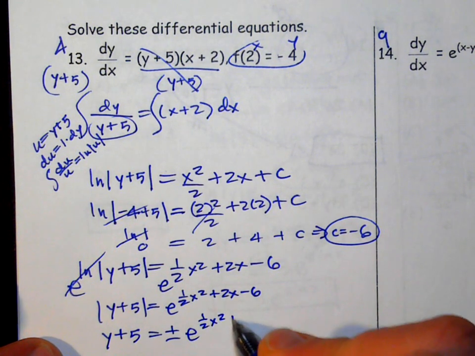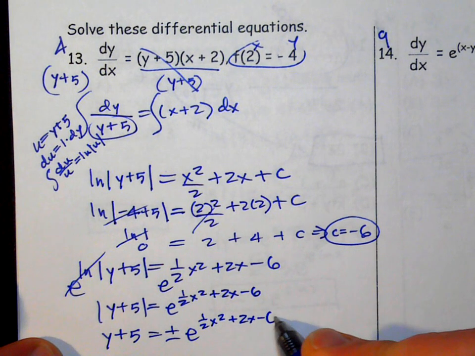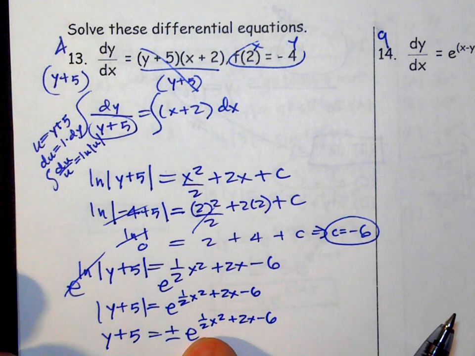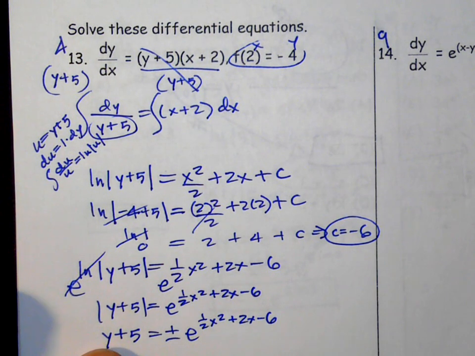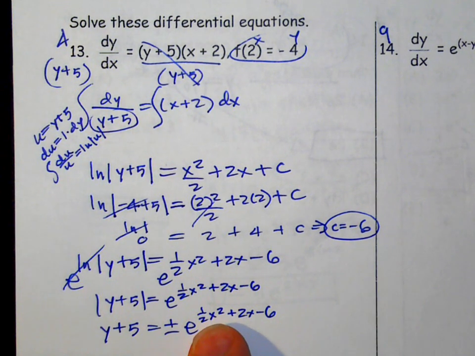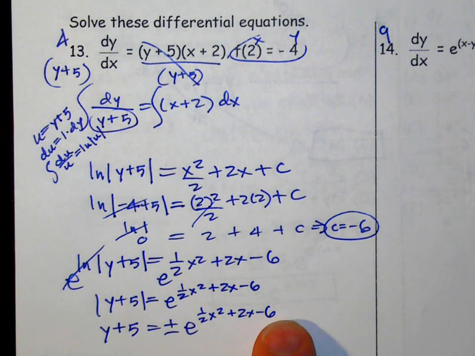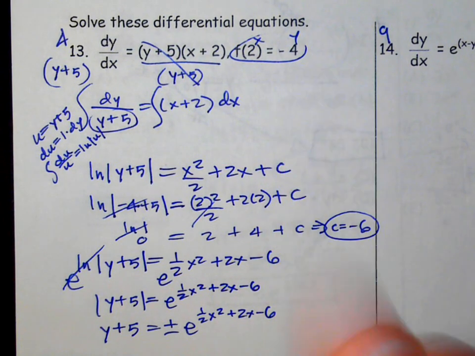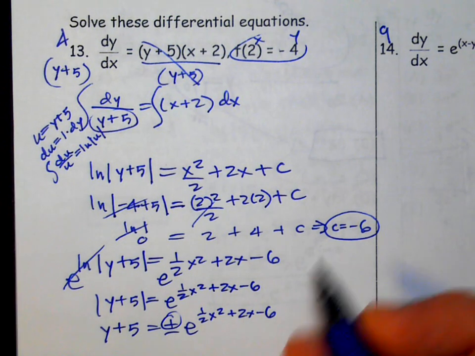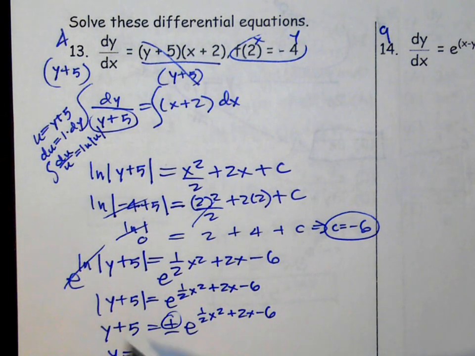And it needs to be one or the other. So if we use our initial condition, if we plug 2 in for all the x's, we should get negative 4 for y. And the negative 4 would show up here. So if I plug 2 in, I get 4 over 2 is 2, plus 4 is 6, minus 6 is 0, e to the 0 is 1. And if I plug negative 4 in over here, I get 1. So we want positive.